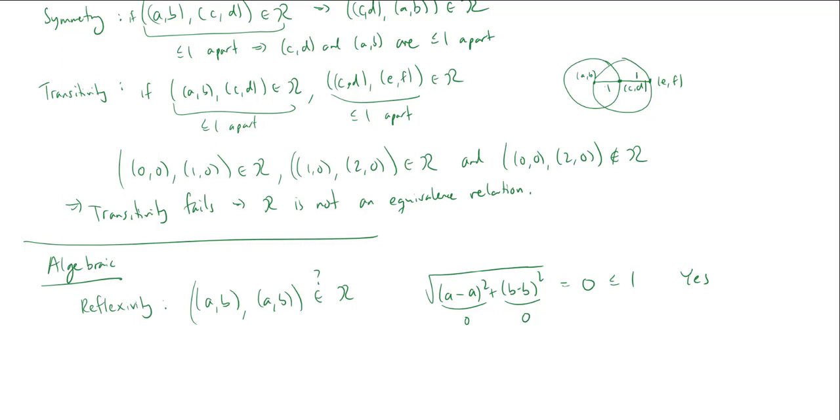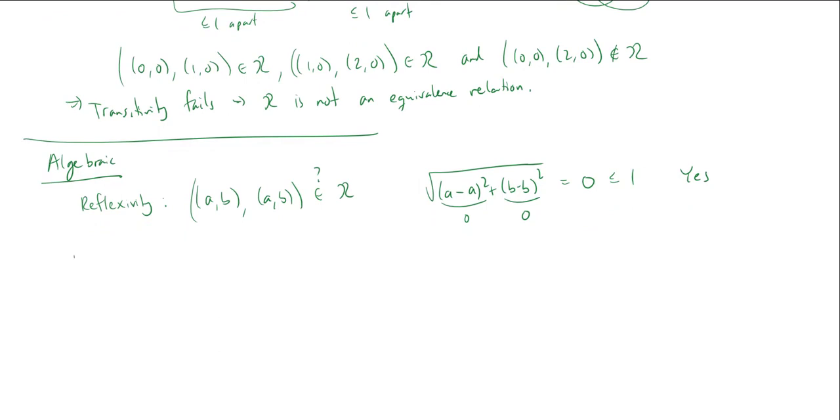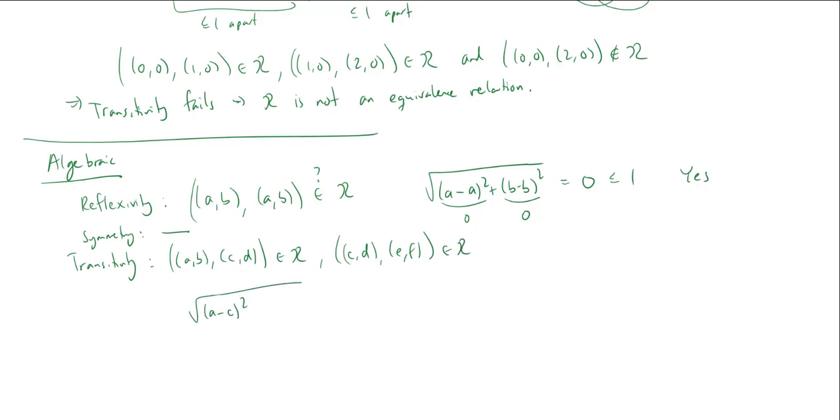Okay, and that's how we would do it. And we would do it for symmetry and work the same way. I'm just going to skip the symmetry one, because you can kind of see how it's going to go. But let me see what would happen if we tried transitivity. So if we started off by assuming that AB and CD were in R, and that CD and EF, that pair was in R, then I would know that the square root of (A minus C) squared plus (B minus D) squared is less than or equal to 1, and that the square root of (C minus E) squared plus (D minus F) squared is also less than or equal to 1.